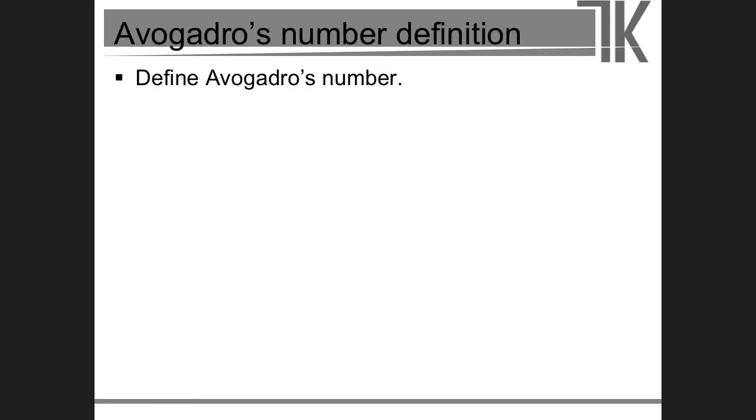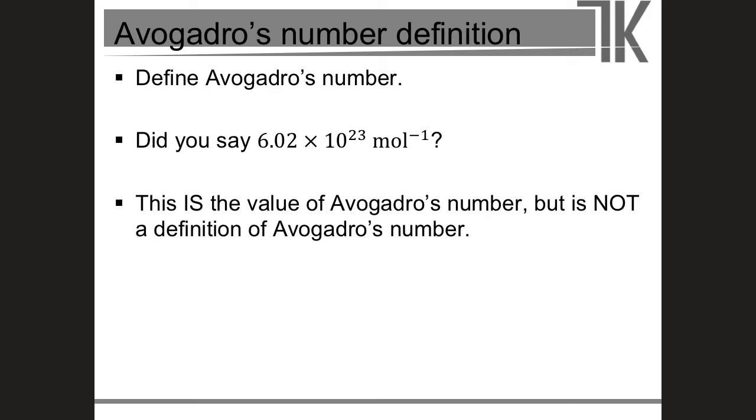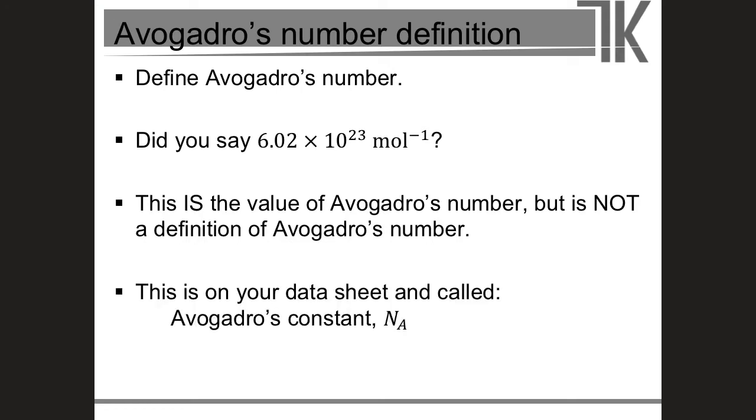So the first thing I want you to do is define Avogadro's number. Pause the video if you need some time to think about it. Did you say 6.02 times 10 to the 23 per mole? If you did, you would score 0 out of 1 for the definition. That is the value of Avogadro's number, but it's not a definition of Avogadro's number. And that value is actually given to you on your datasheet. It's called Avogadro's constant in physics, and it's given the symbol capital N with the subscript capital A.